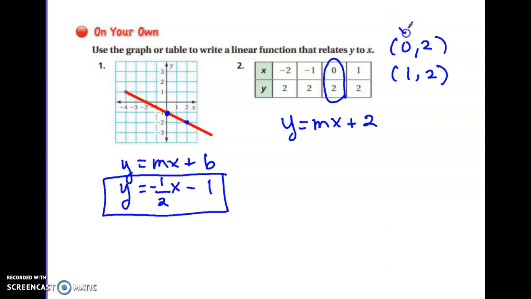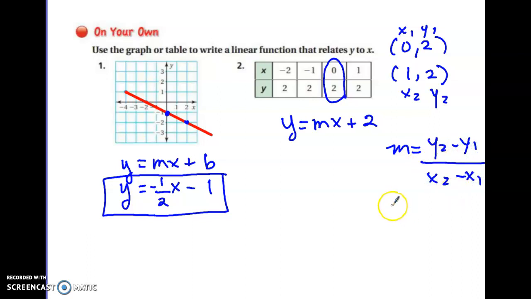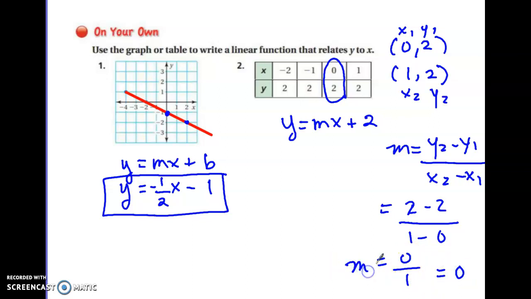So I'm going to make this one x1, y1, x2, y2. We're going to use the slope formula, which is m equals y2 minus y1 over x2 minus x1. That's going to be 2 minus 2 over 1 minus 0. So we get 0 over 1. 0 divided by anything is going to equal 0. So we have a slope of 0.